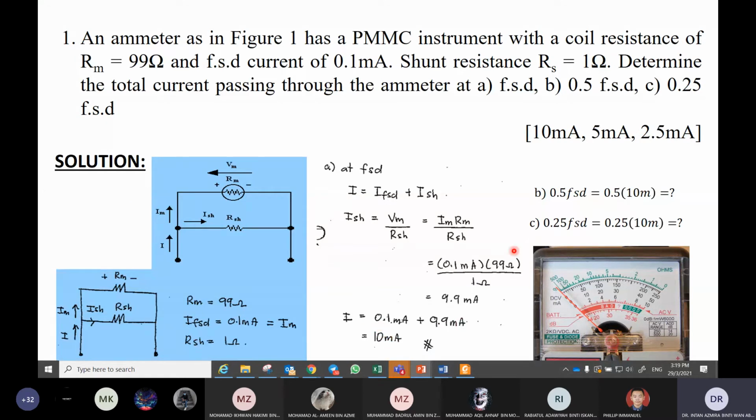So how about 0.5? Just multiply with 10 milliamps. This is the full scale. How about 0.25 full scale deflection? Just multiply with the full scale 10 milliamps and you will get this answer. This is 0.5 full scale deflection. This is 0.25 FSD. Any question? This is basic. Can you understand?